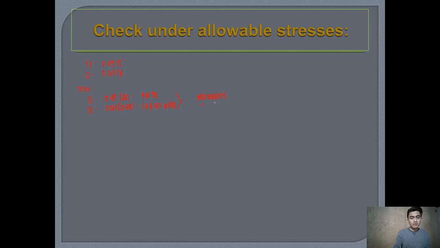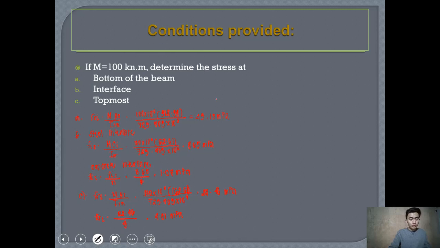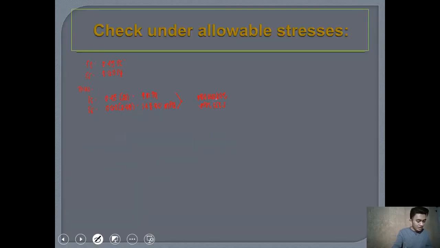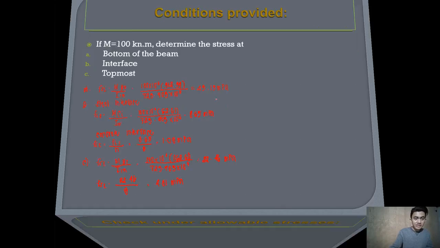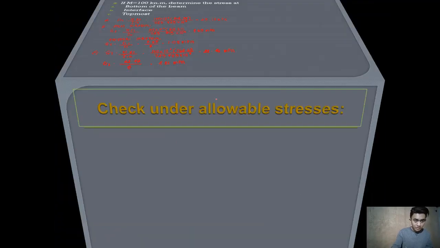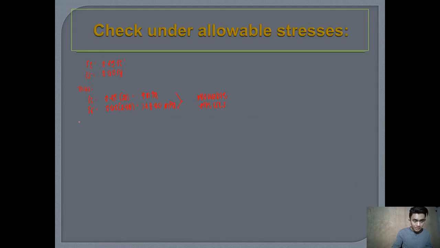So observe now, these are our allowable stresses. So compare these allowable stresses with the stresses that we have obtained for our composite beam. For the first one, if we are going to compare the bottom stress of our composite beam, which is 43.15, that is the bottom stress, Fsi. So I will have here compare now.